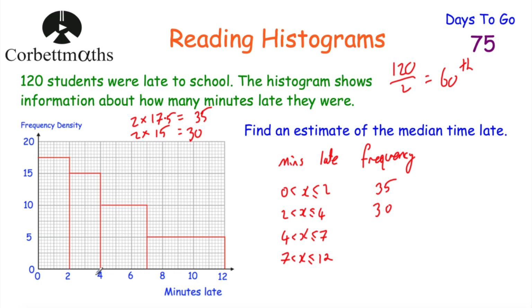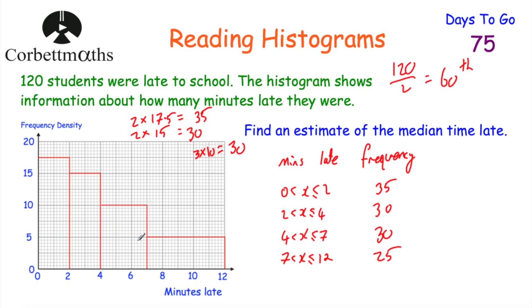But just to finish off, the class width from 4 to 7 is equal to 3. The frequency density is 10. 3 times 10 is equal to 30, so it would have a frequency of 30. And finally, between 7 and 12, it's got a class width of 5. The frequency density is 5. 5 times 5 is 25. And if we add those up, we get 120. Okay, so we've got our grouped frequency table.